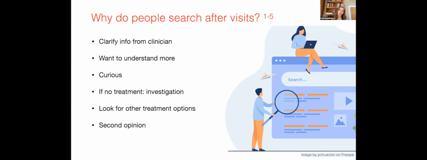And when we look at why people search after visits, they're often trying to clarify what they heard from clinicians, or there's outstanding new questions sometimes that they want. So they want to understand more. Other times, people are simply curious and want to dig into things. And if they're told that there's no treatment for what they have, they kind of want to go out there and investigate. Or if they don't really love what the treatment option is, they might go looking for other options or looking for a second opinion to make sure that their diagnosis is correct and matching up, and just making sure that they have all the possible information.